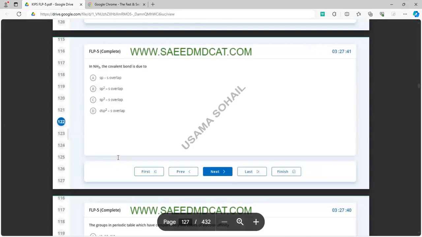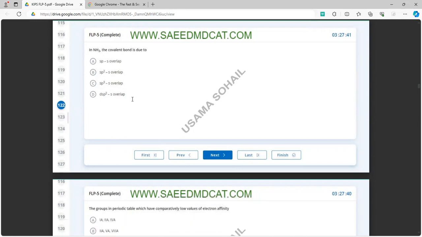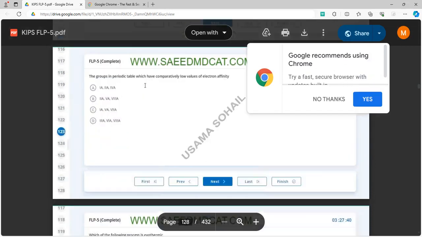And what is a common ion effect? It's an effect in which the same ion is repeated. In ammonia, the covalent bond is due to sp3 overlap because it has a tetrahedral structure.